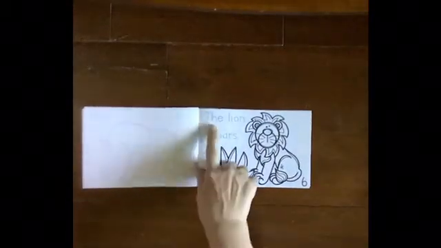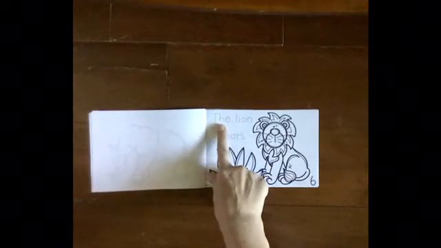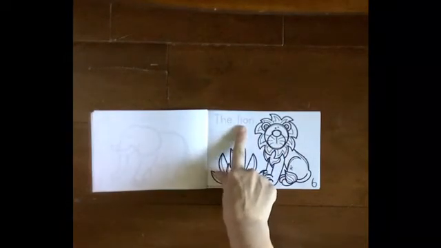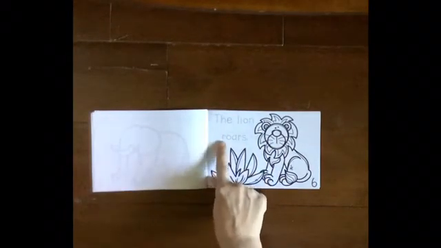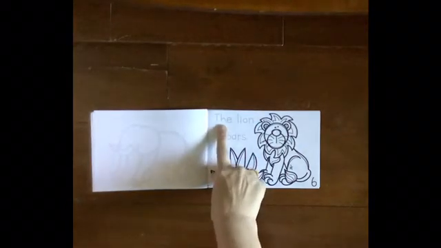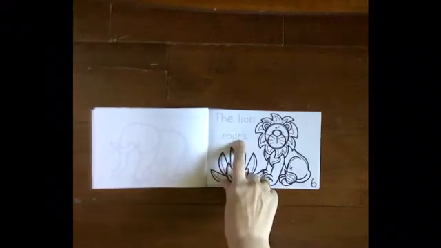All right. You guys know this word. What is it? The, that's right, lion. Ooh, let's see. Can you figure this one out? Roars. Let's read it together. The lion roars.